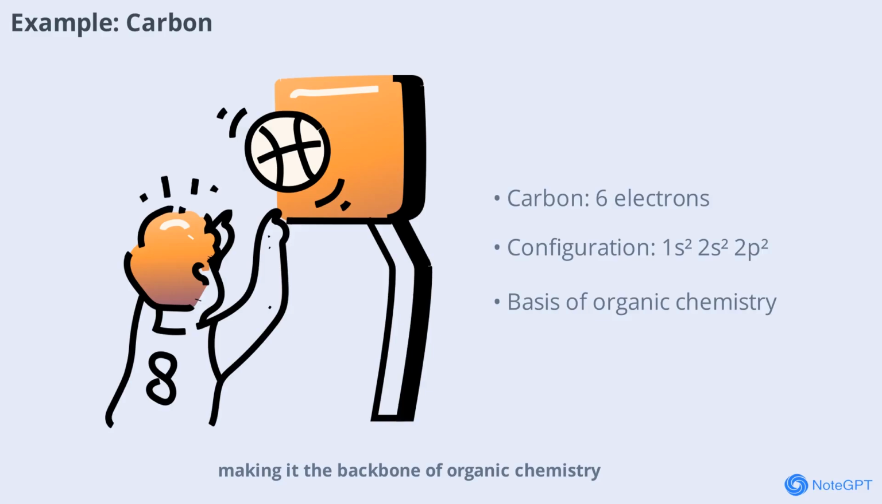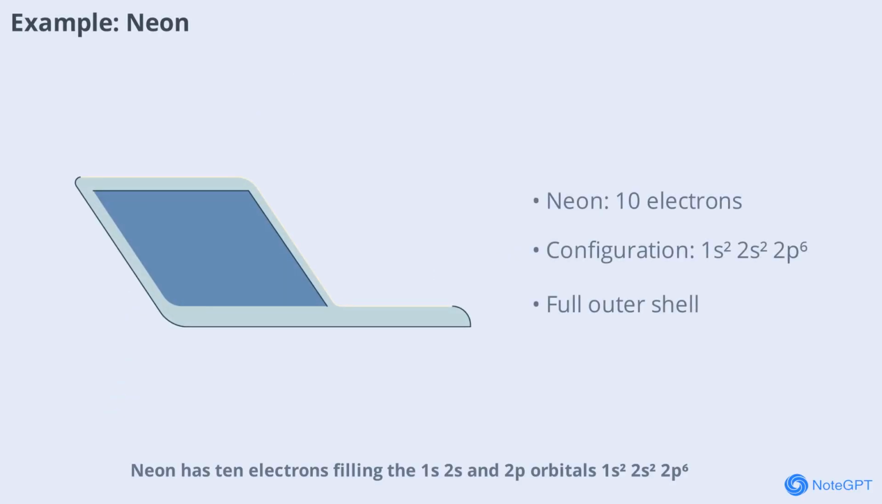organic chemistry. Neon has 10 electrons, filling the 1s, 2s, and 2p orbitals: 1s² 2s² 2p⁶, with a completely filled outer shell. Neon is extremely stable and does not react easily with other elements.